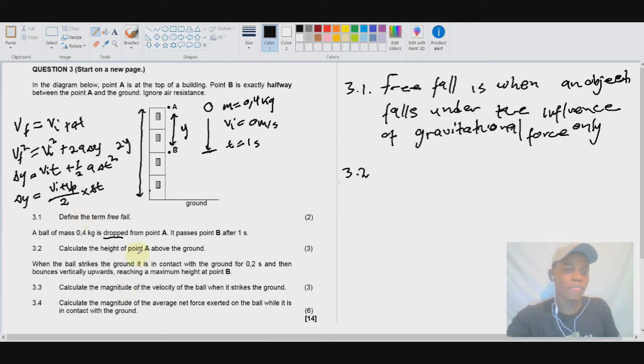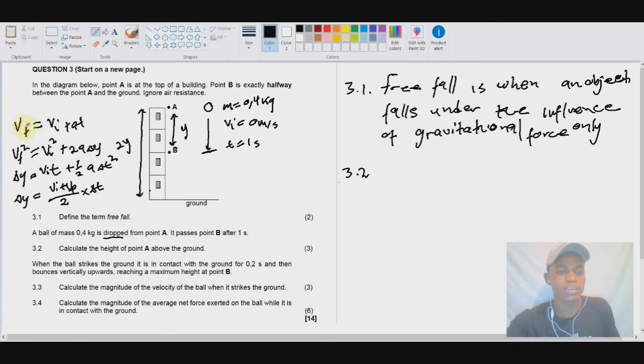So right now we have our formulas, so we need to select the best formula that we can use for this particular question, because we said now if we find the distance between A and B, we can use that to find the total distance from A to the ground, because we don't have much information on A relative to the ground. So now we try to pick the best formula here.